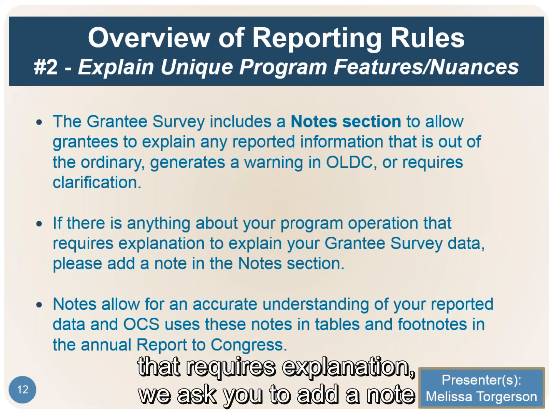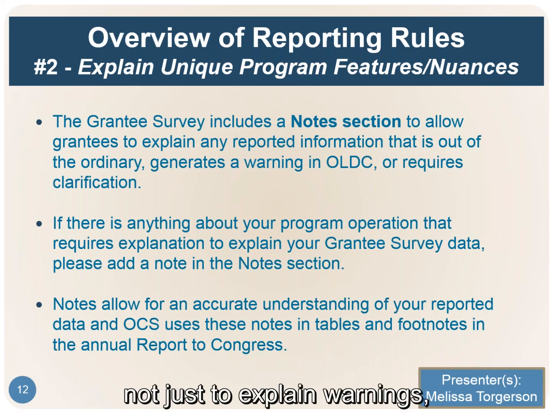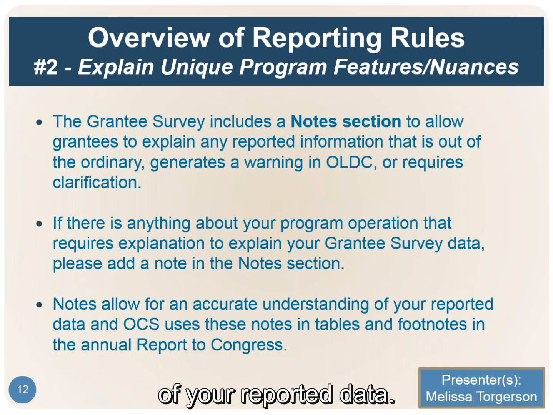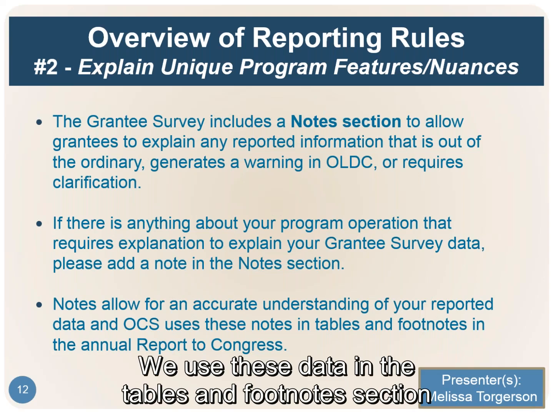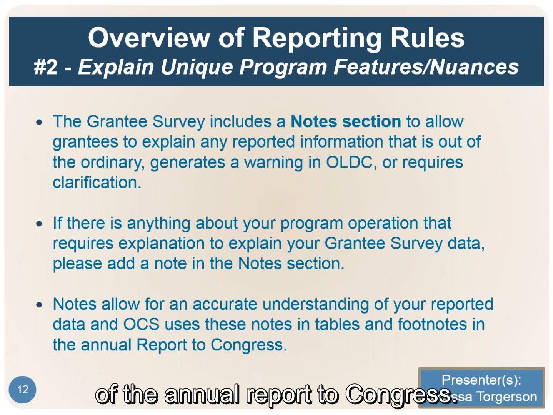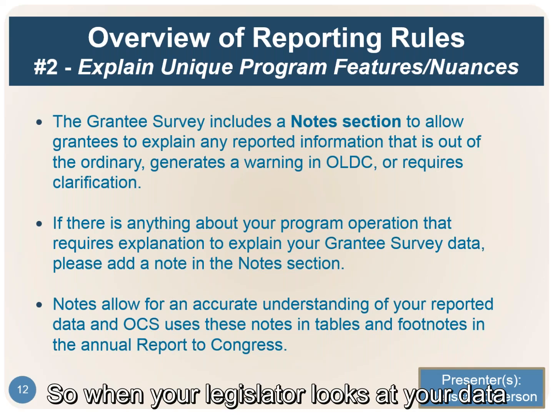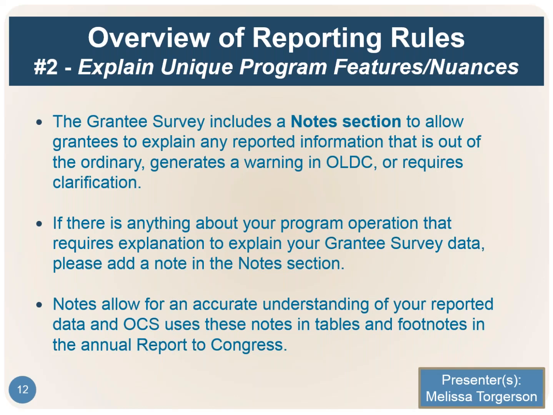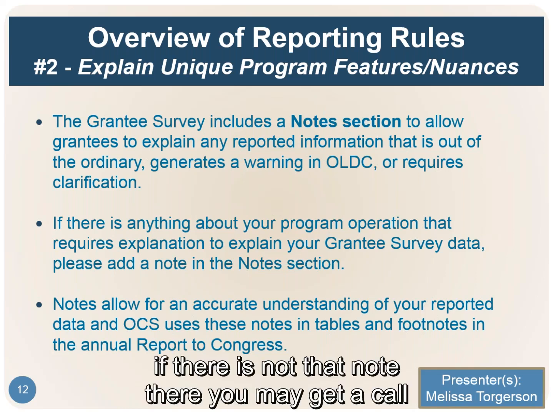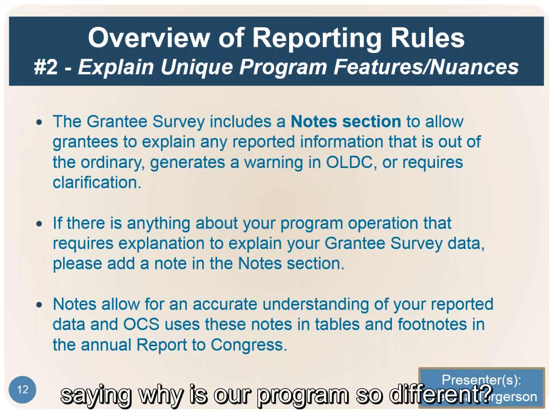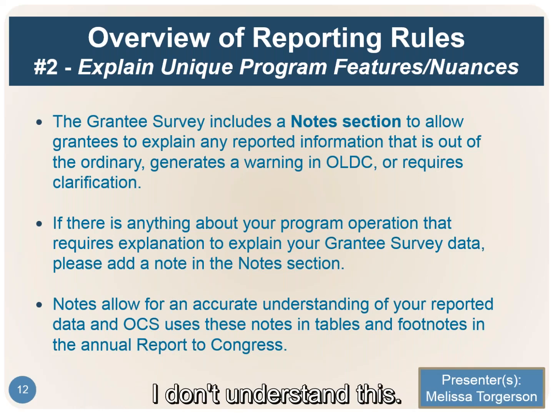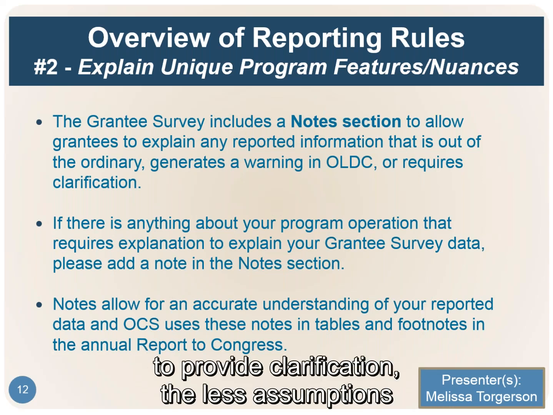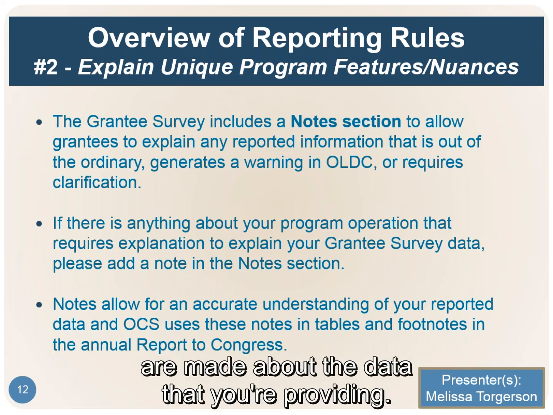If there is anything about your program operation that requires explanation, we ask you to add a note, not just to explain warnings, but also to give us a better understanding of your reported data. We use these data in the tables and footnotes section of the annual report to Congress. So when your legislator looks at your data and compares it to other states, or maybe compares it to previous years, if there's not that note there, you may get a call saying, why is our program so different? Why are we having such different numbers? I don't understand this. So the more notes you can provide with your data to provide clarification, the less assumptions are made about the data that you're providing.